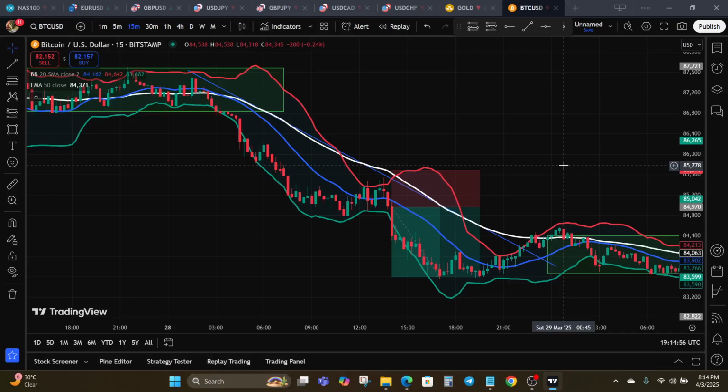So that is how you trade with the Bollinger Bands and EMA strategy. This method helps you trade with confidence, spot high probability setups, and manage risk effectively.